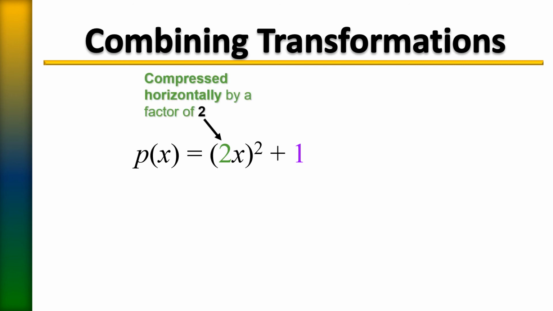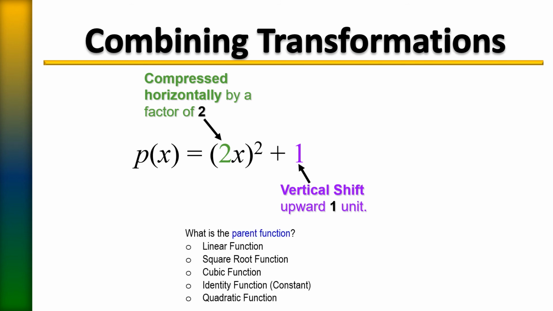And what else happened here? You got it. If you said vertically we shifted the graph up 1 unit, then yes, you are correct. And what is the parent function here? Yes, you got it, the quadratic function. I see you catching on.